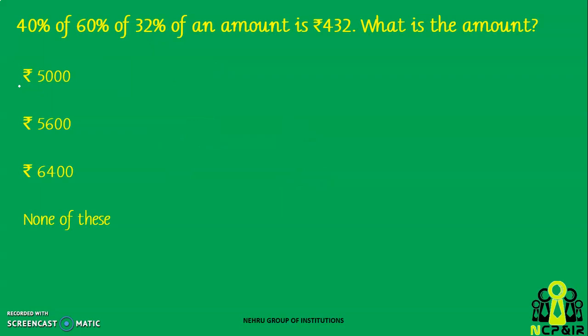So here's our second problem. It's given 40 percentage of 60 percentage of 32 percentage of an amount is 432. What is the amount is the question. So again I'm going to do the same thing. This is 40 percentage means 40 by 100 of 60 percentage, 60 by 100 of 32 by 100 of an amount. So we don't know what is that amount. Let us take that value as x, is 432. So that's all. The first line I converted into an equation. Now the required answer is I need to find what is the value of x.